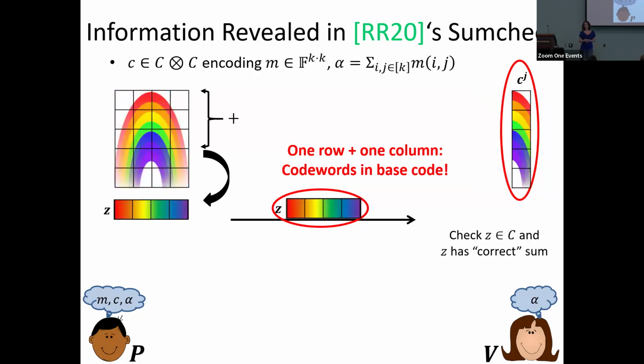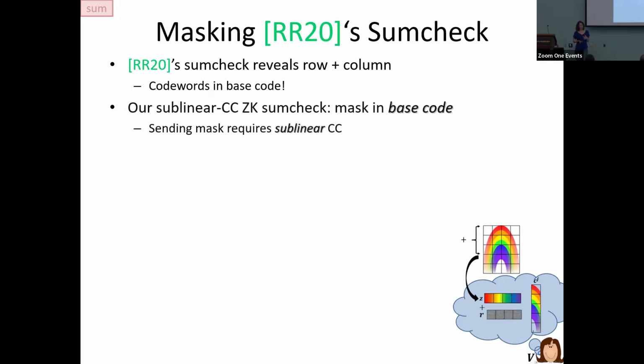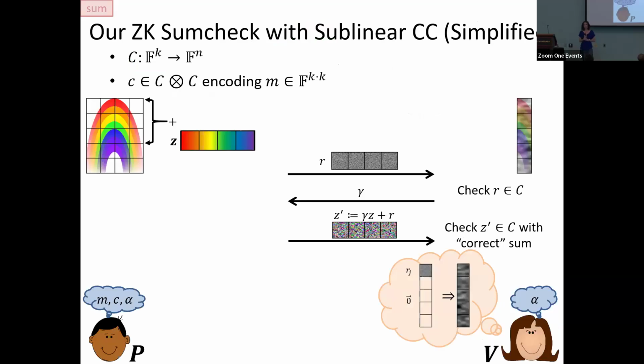And if we look at what type of information is revealed, you take your structured code word and you kind of squish all the information down to this sum. You take the code word and you kind of restrict the information into one column. That's not too much information. So the idea is that if you only learn code words in the base code, we can mask with a mask in the base code, which is much, much smaller than a full code word in the tensor product. So this is our protocol.